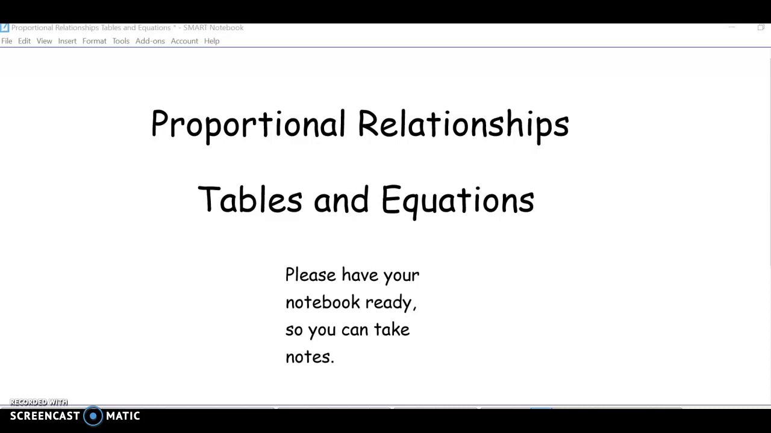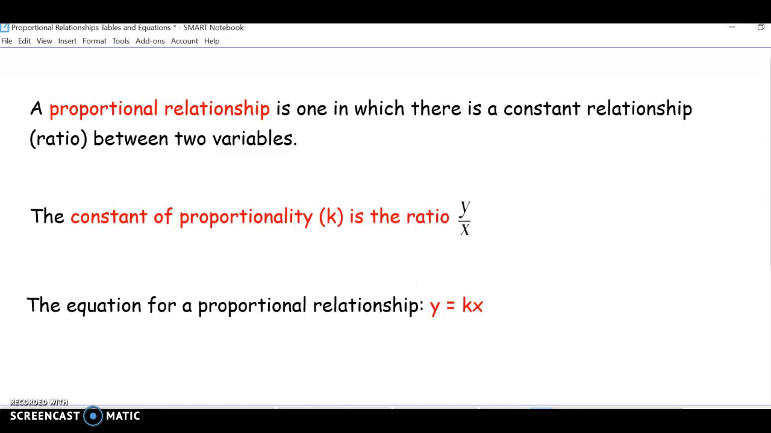Okay, our topic for today is proportional relationships, specifically tables and equations. We did this earlier in the year, but you should have your notebook ready so you can take notes, anything you forgot, and that way you'll be ready for your quiz this week. Okay, let's start off with those definitions.